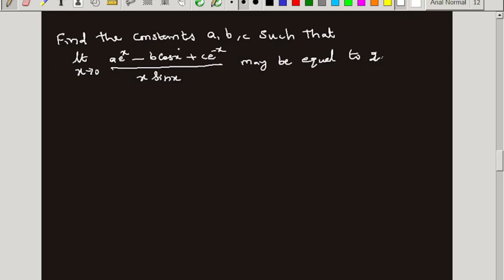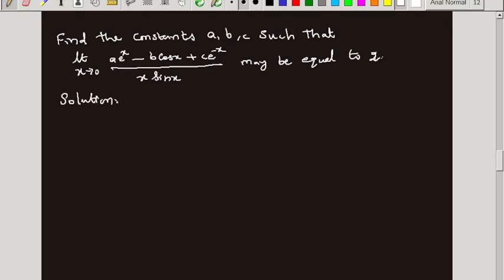Find the constants a, b, c such that the limit as x tends to 0 of (a e^x - b cos x + c e^(-x)) divided by (x sin x) is equal to 2. So that means the final answer we must get is 2 when we solve the problem.